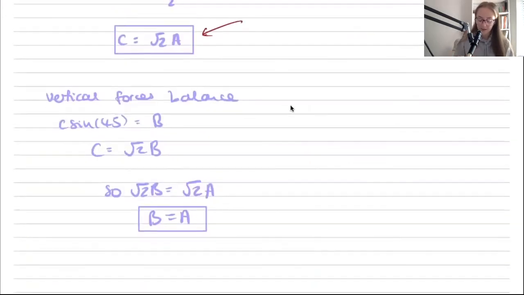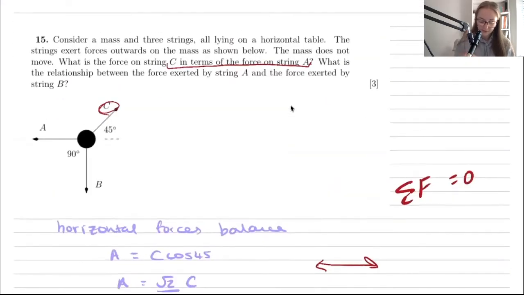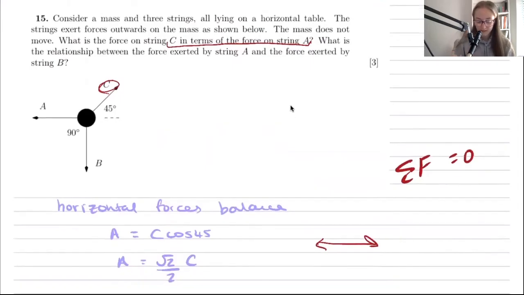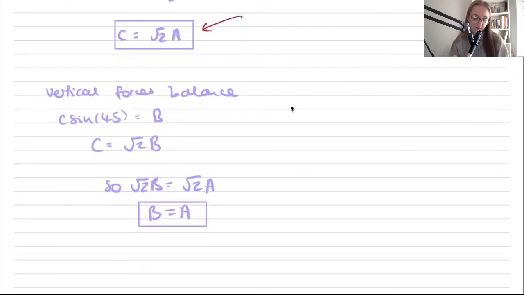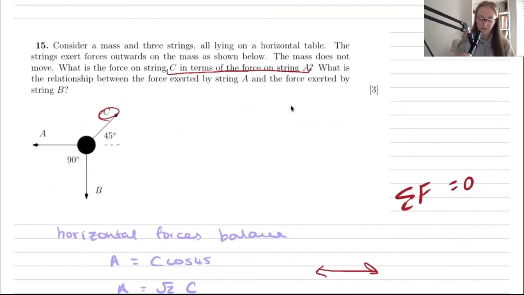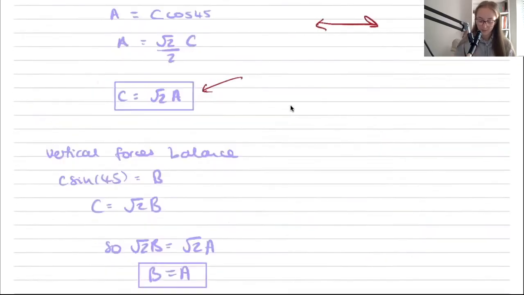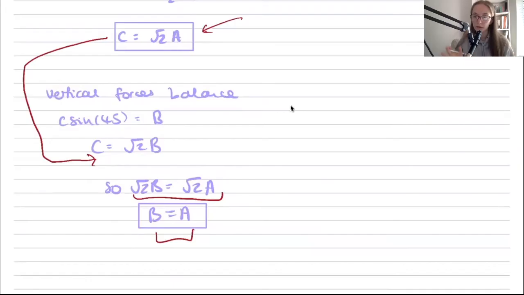And then the next part, we want to do a force balance in the vertical direction. This tells us that B is equal to the vertical component of C. So B is equal to C sine 45. So C is root 2 B. But this time it was asking us for the relationship between A and B. So we can replace C with what we worked out C to be in terms of A up here, and then simplify it down, and we get B is equal to A, or A is equal to B.